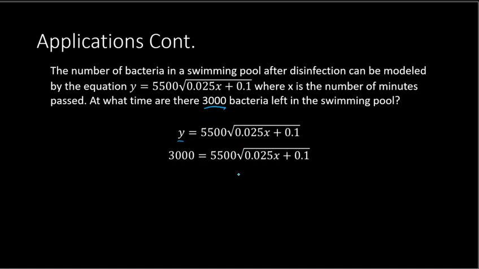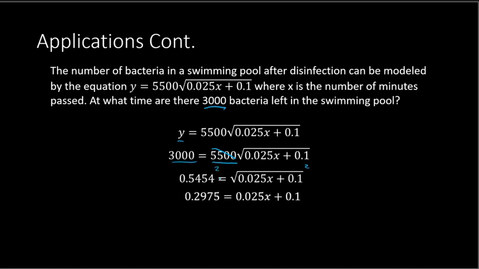So we solve this for x, so we can use the process for the radical equations, where we isolate the radical term, get rid of the 5,500 by dividing both sides by 5,500. When you do that, on the right, that cancels. 3,000 divided by 5,500 gives you 0.5454. Now we can get rid of the square root by squaring both sides. On the left side, that would give you 0.2975. On the right side, we would just have the 0.025x plus 0.1.